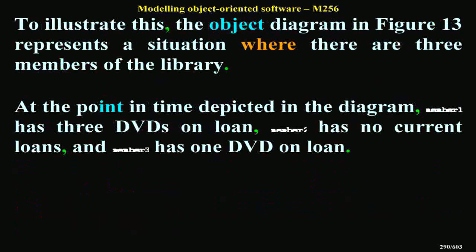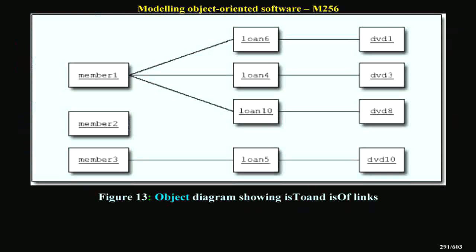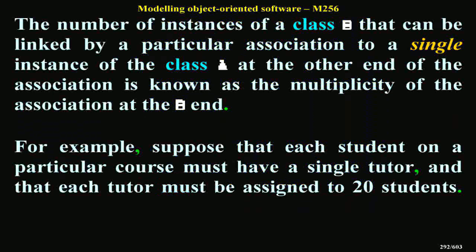To illustrate this, the object diagram in Figure 13 represents a situation where there are 3 members of the library. At the point in time depicted in the diagram, has 3 DVDs on loan, has no current loans, and has 1 DVD on loan. Figure 13, object diagram showing an instance of links. The number of instances of a class that can be linked by a particular association to a single instance of the class at the other end of the association is known as the multiplicity of the association at the end.